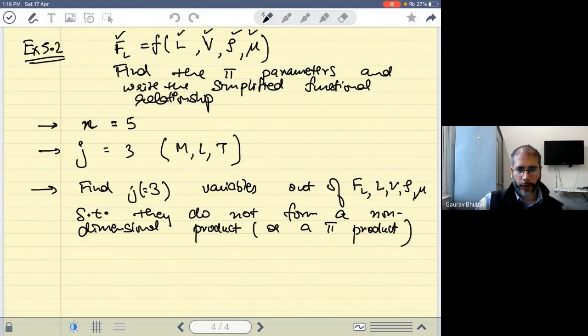So we have to make a choice of 3 variables now, so that any combination of those 3 variables should not result in a non-dimensional number. So they should be independent. Three of them should be independent in some sense. And the other thing is that in some cases you can choose a multiple set of three variables. There's no unique choice of these three variables.